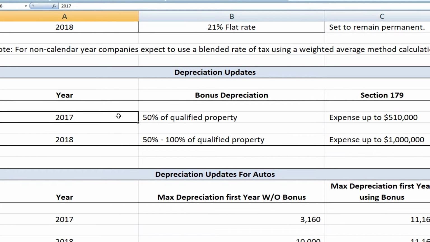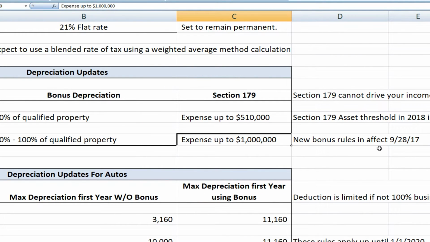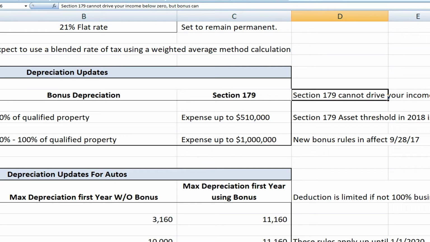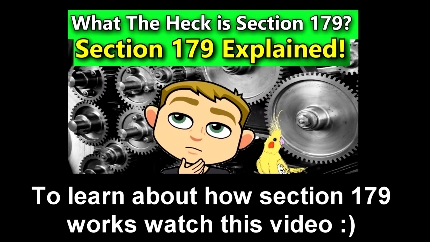Section 179. In 2017, we can expense up to $510,000 of eligible assets that can take 179. In 2018, it's even better. We can take up to a $1 million Section 179 deduction. A couple things to point out here on the side so you guys can see this. Section 179 cannot drive your income below zero, but bonus can. Section 179 asset threshold in 2018 is now $2.5 million. Just so you guys know, it used to be around $2 million.